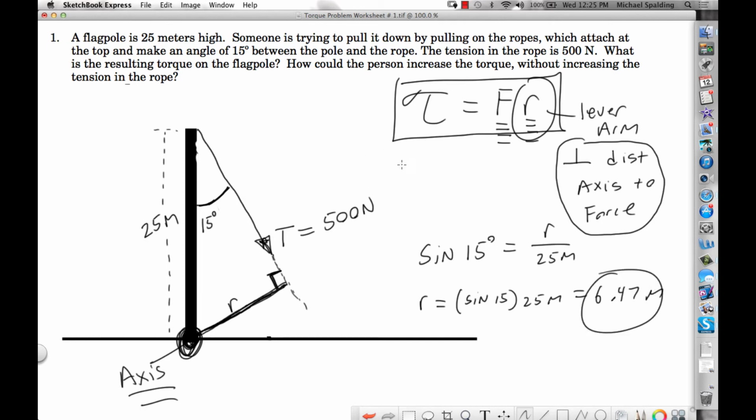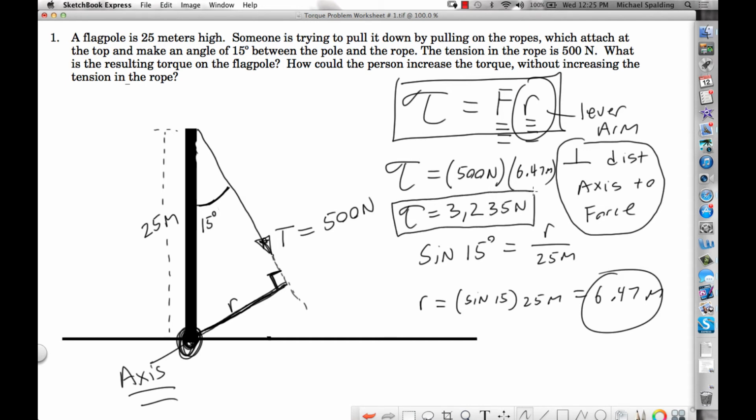Okay, so one way to find torque, you can go torque equals force, which is 500 newtons, times the perpendicular distance, which we just found out was 6.47 meters. So this gives a torque of 3,235. And then the worksheet rounded that to 3,240. So that's one way to do the torque. So the key thing, the force and the distance have to be perpendicular. So we had to do a little bit of trig here. Okay? And by the way, before I show you the second way to find the torque, there's a second way you could have done it.